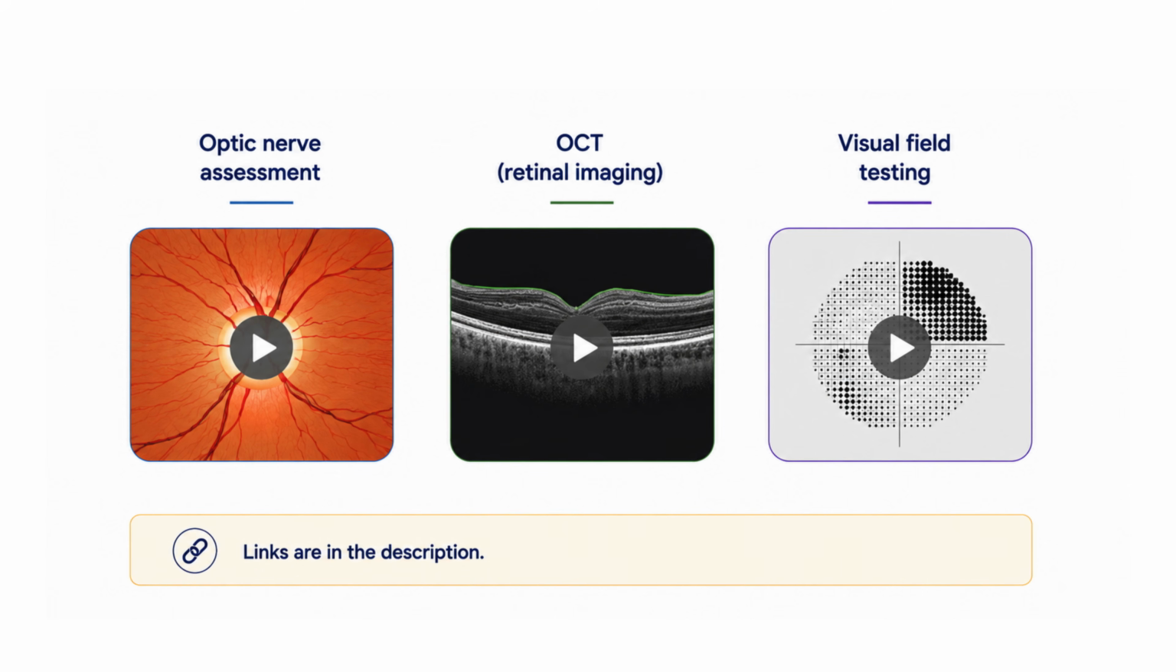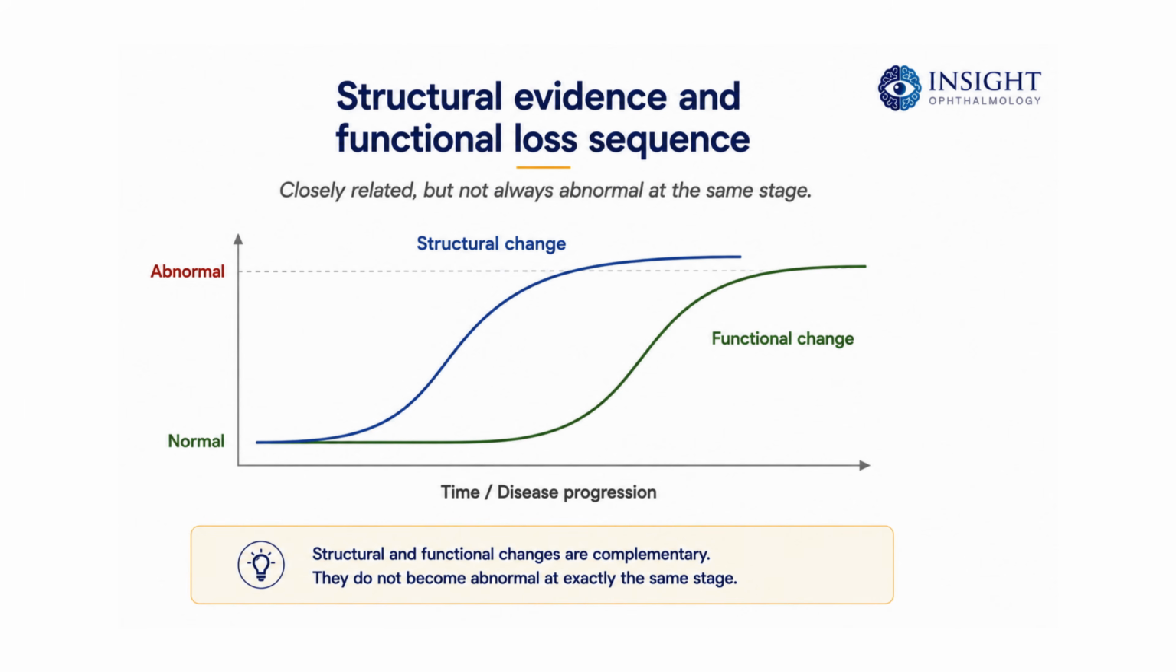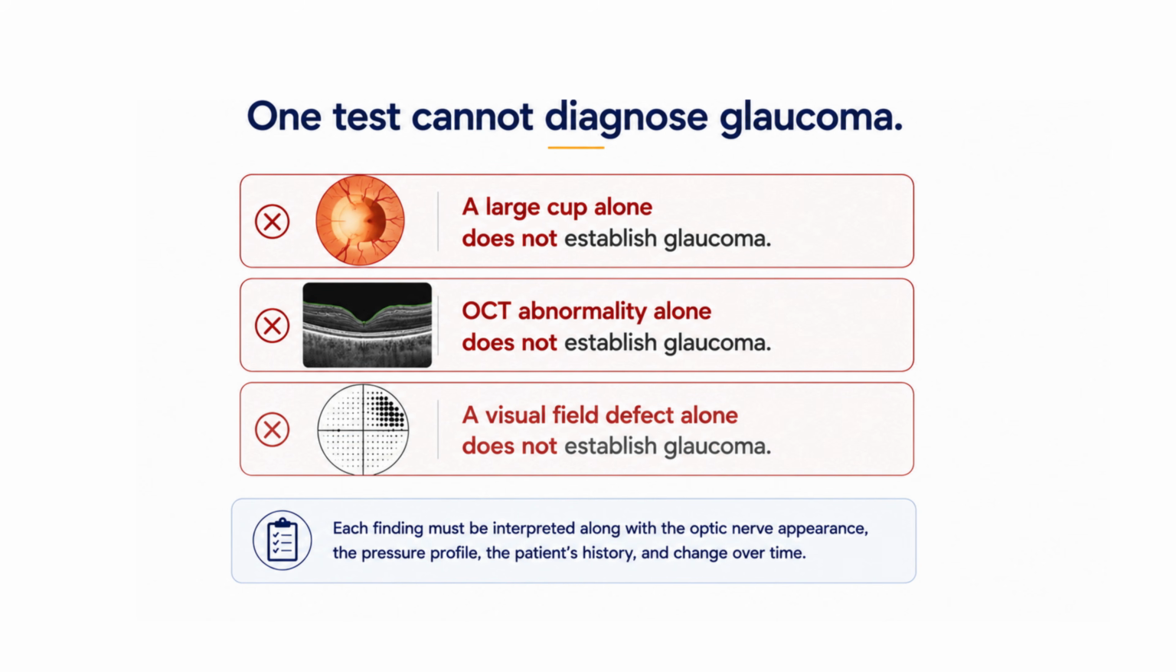We already have foundational videos on optic nerve assessment, OCT, and visual fields. You can revisit those videos when we reach the detailed parts of the glaucoma module. For this lecture, keep one principle in mind. Structural and functional assessment are complementary. They are both closely related, but they do not always become abnormal at exactly the same stage of the disease. In some eyes, structural evidence may be clearer first. In other eyes, functional loss may be more convincing first. And this is why one test alone is not enough to diagnose glaucoma.